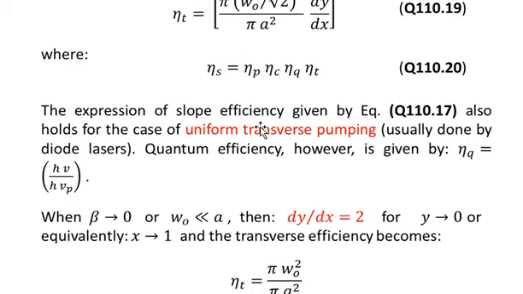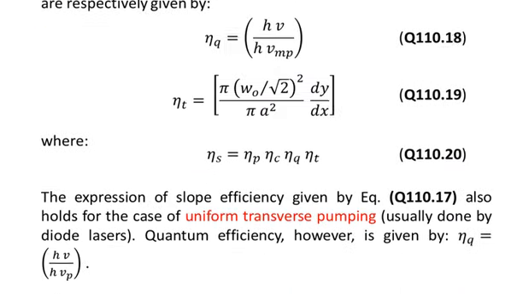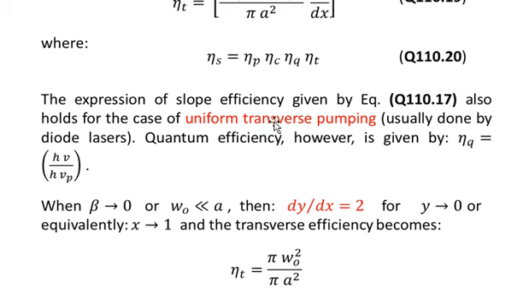The expression of slope efficiency given in equation number 17, that is this equation 17, also holds for the case of uniform transverse pumping. So you see that the above case also is valid for the case of uniform transverse pumping, usually done by diode lasers. Quantum efficiency, however, is given by eta q is equal to h nu over h nu p. So for the case of laser, if the pumping is done with a diode laser, you can replace nu mp by nu p, which is the pump frequency.